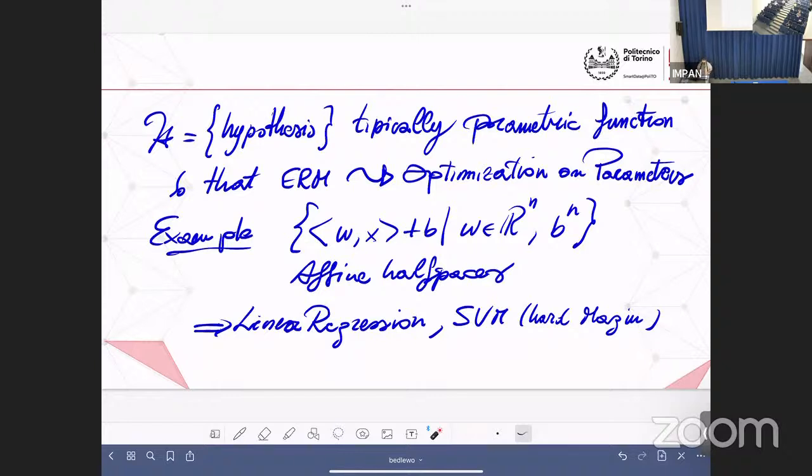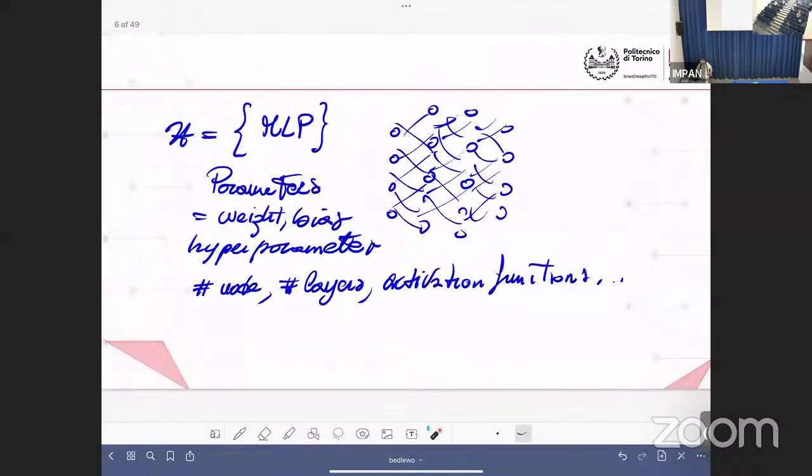So as an example, here you have affine half spaces, which are very simple to describe as a function, probably the simplest besides the constant function. And with this, you can do SVM, you can also do it with kernels and so on. But the mechanism is this. And as an example, if you have, as I said before, an MLP, you have all these parameters. What happens?